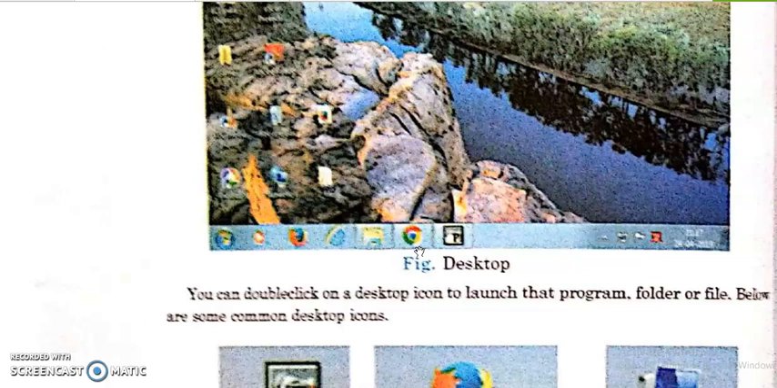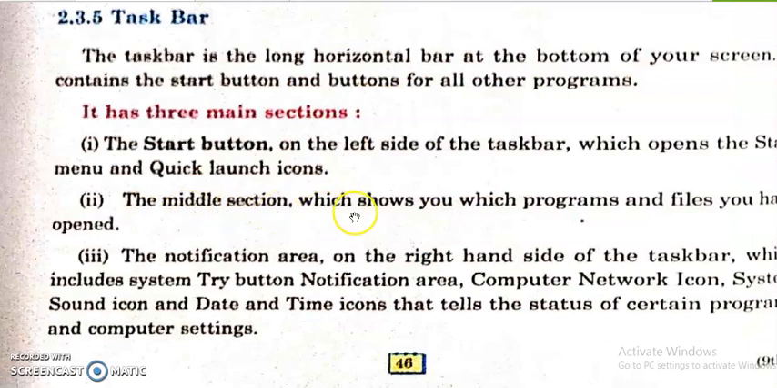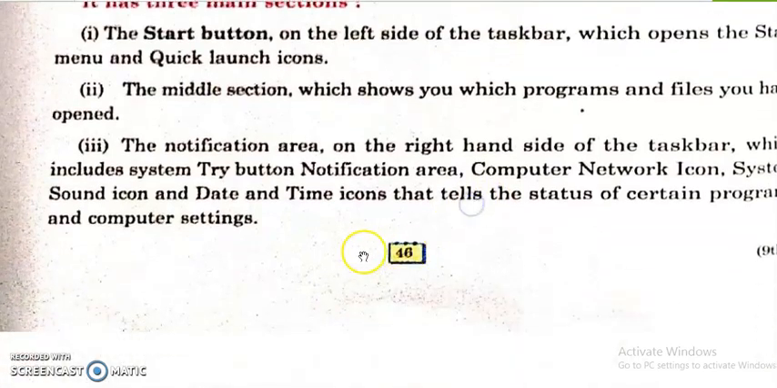So basically the taskbar is divided into three sections: the left section, the middle section, and the right section. The left section is the start button itself. In the middle section we have a quick launch toolbar and the display area for all the open programs. And on the right section of the taskbar, we have the notification area and the system tray. The middle section shows which programs and files you have opened. The notification area on the right hand side of the taskbar includes the system tray, computer network icons, system sound icon, and date and time icons that tell the status of certain programs and computer settings.